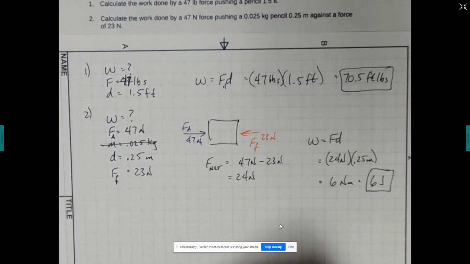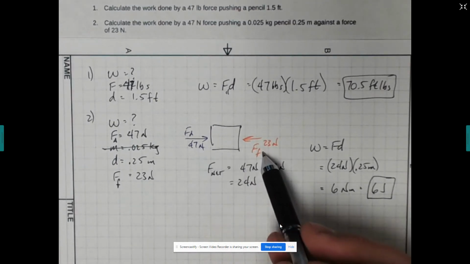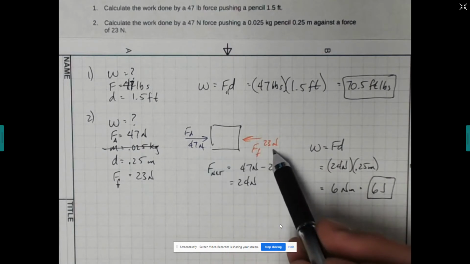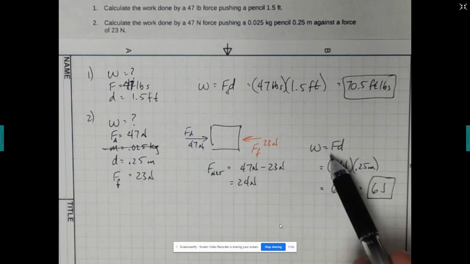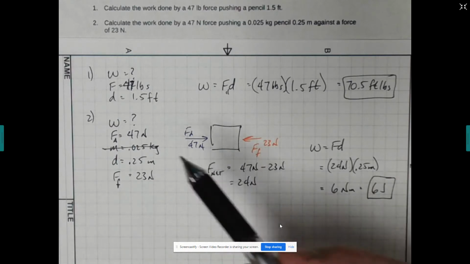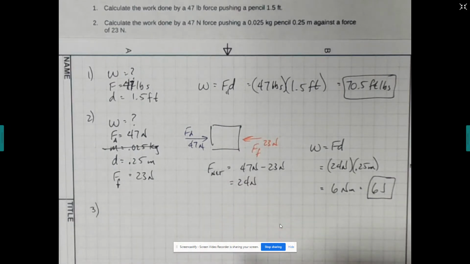All right. We could find the work done by just the 47 newtons or the work done by the 23 newtons. So we'd have the work done by the applied force or the work done by friction, but we just solved for the net work. They didn't really say. This is sometimes just the hard part in physics. What are they trying to get?